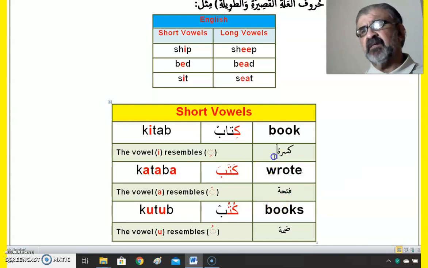The kasra, which is written under the letter, ki. The fatha, which is written over the letter, ka, ta, ba. And finally the dhamma, which is written over the letter, kutub. Kutub means books in English. Ku, tub, kutub.